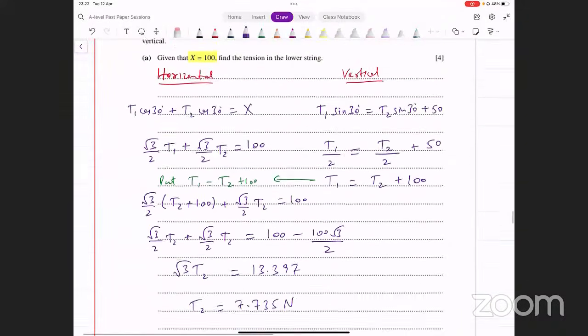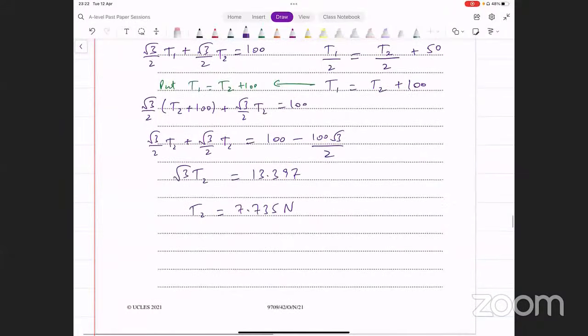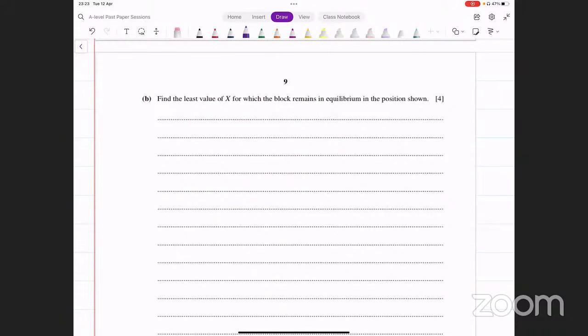This is the tension in the lower string. You can leave it like this if you want. If you do want to round it off, that's going to be 7.74 Newton. To 3 significant figures. Is that okay? That was relatively straightforward, pretty standard. Let's move on to the next part now. Unless we have any questions, can we move on? Let's look at the next part.